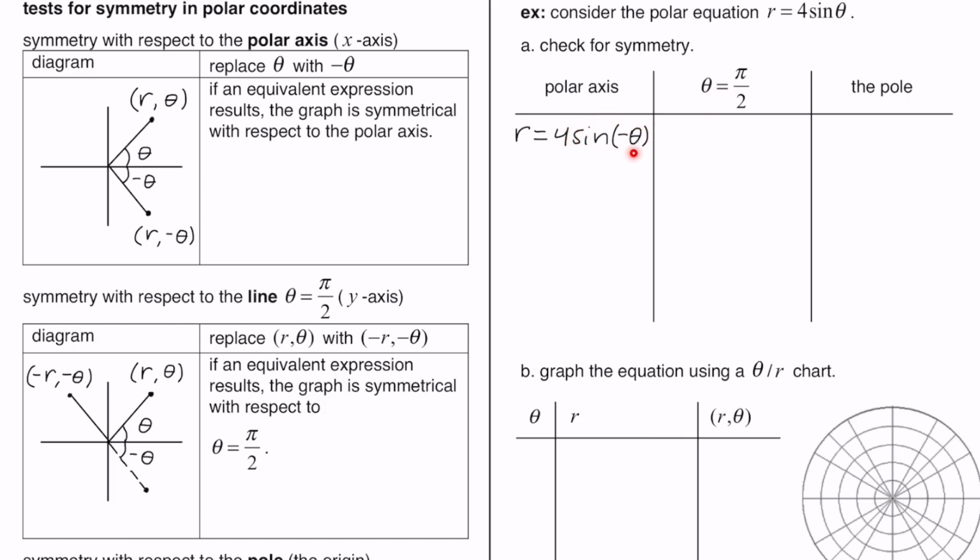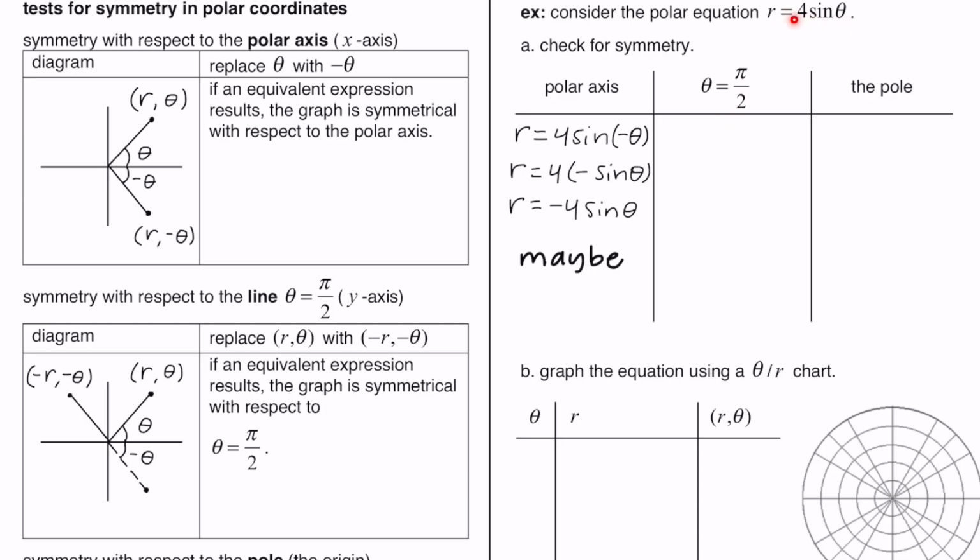Next, we're going to look at this right here, sine of negative theta. Sine is an odd function, so this equals negative sine theta. So I wrote that right here. And now we're going to multiply 4 times negative sine theta. And a positive times a negative makes a negative, so you get r equals negative 4 sine theta. And then you can see that this expression is not exactly like the original, so then this may or may not have polar axis symmetry. So I just wrote the word maybe to indicate that.